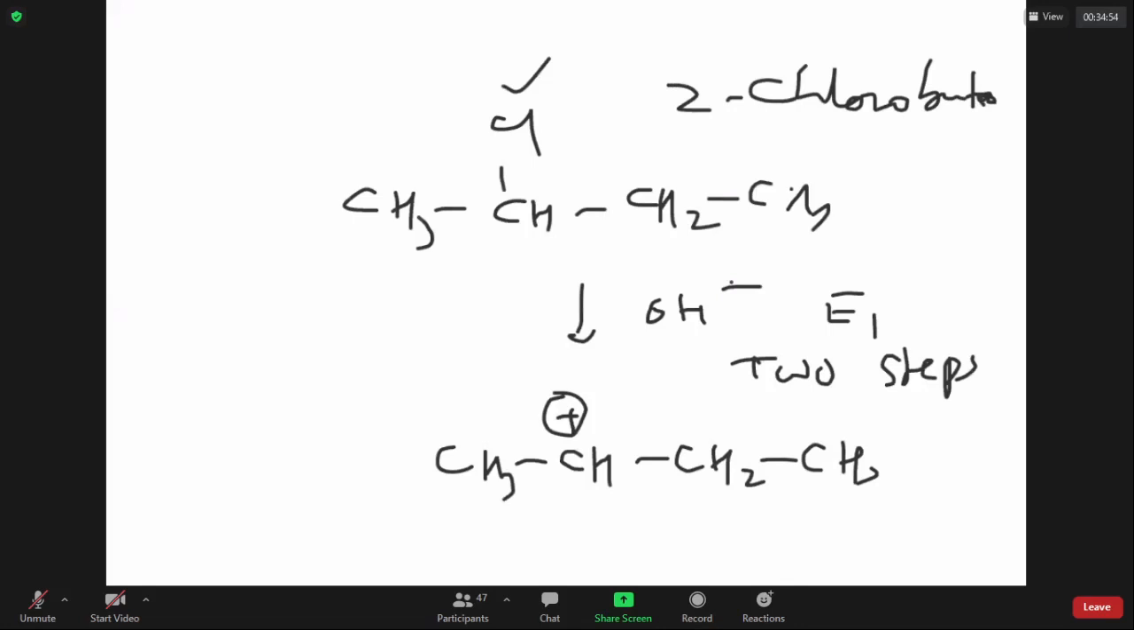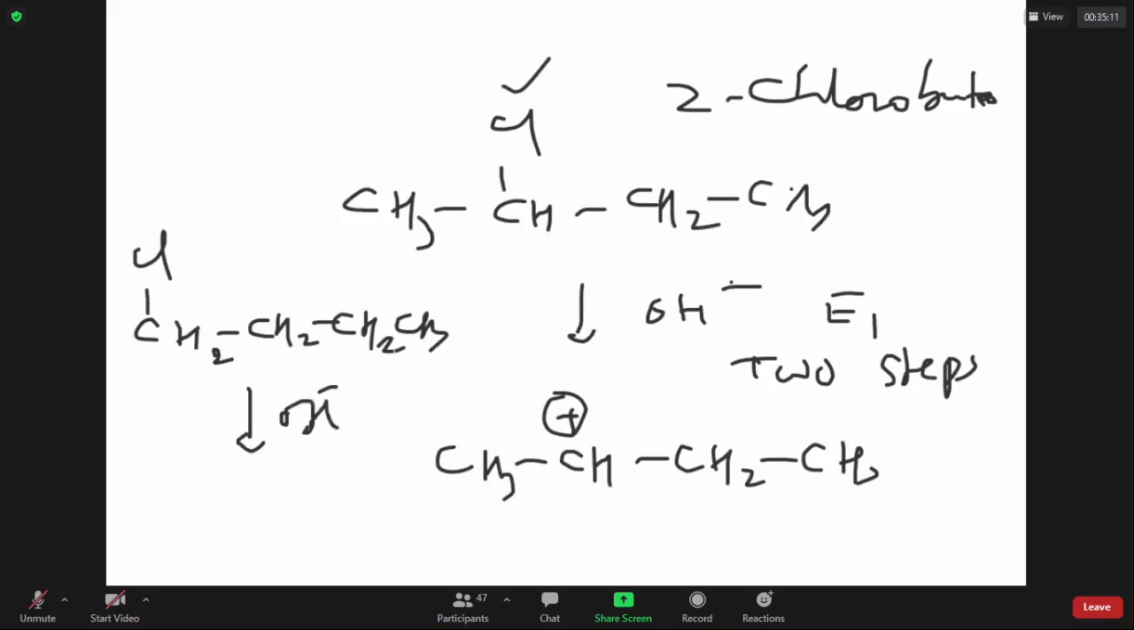Can you think of its position isomer? Sir, 1-chlorobutane. Yes, sir. Suppose I take this compound in place of the 2-chlorobutane in the E1 mechanism, it will give this carbocation. So, I call this carbocation X, and I call it Y.